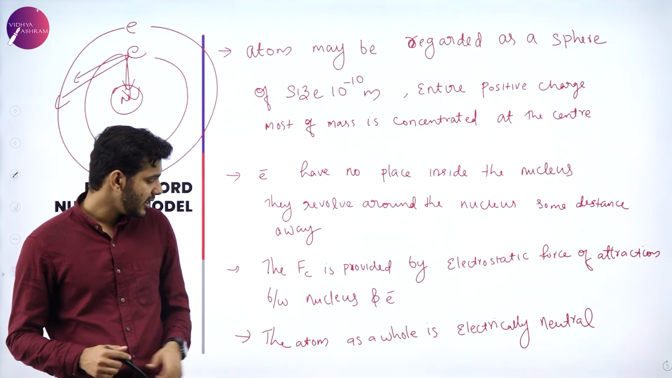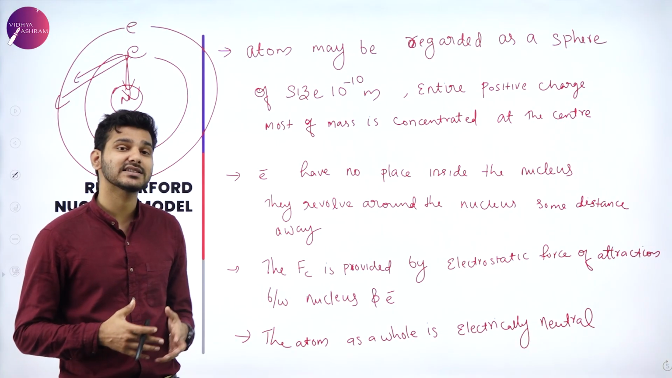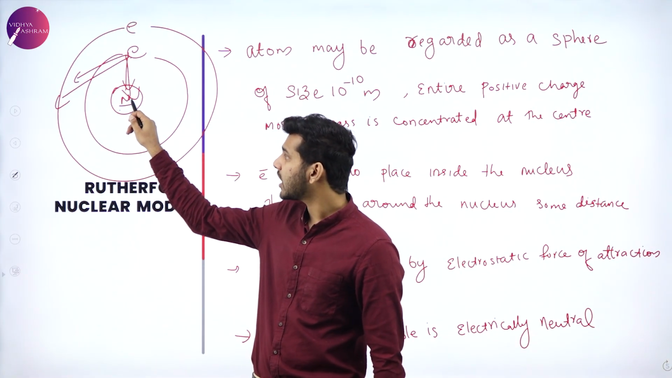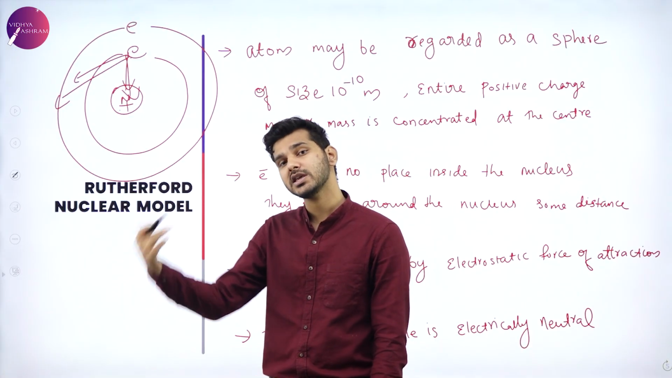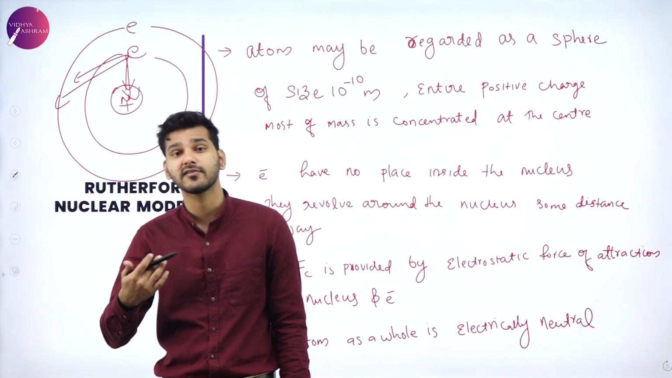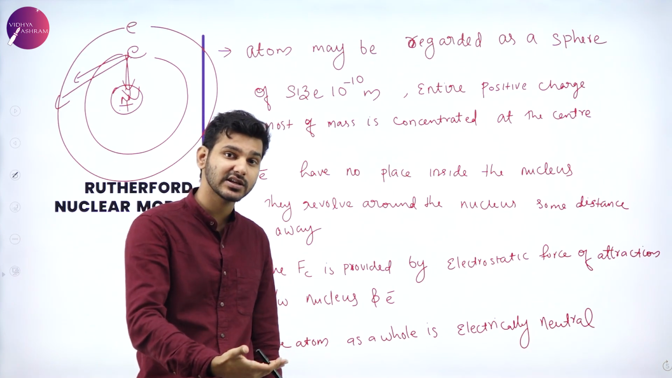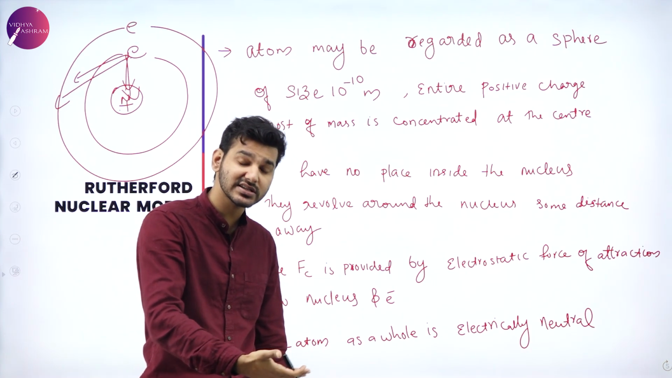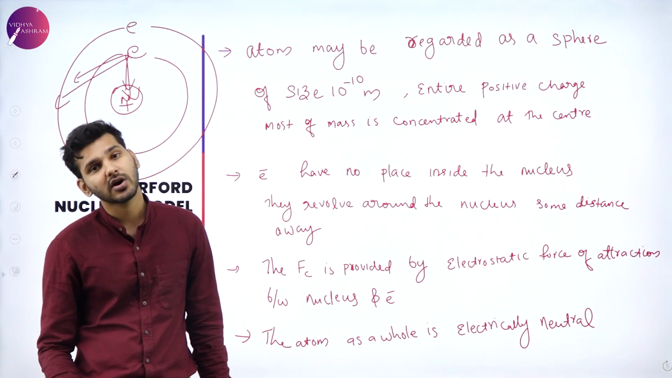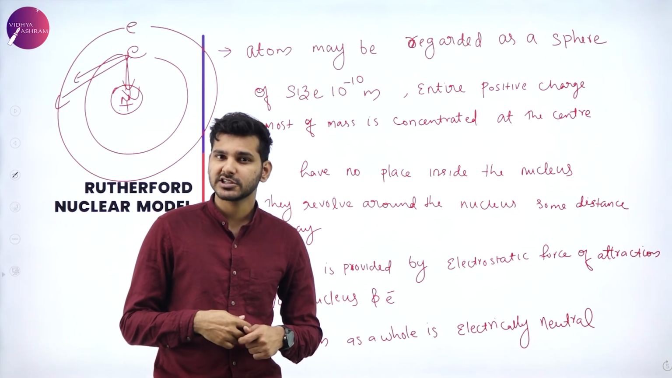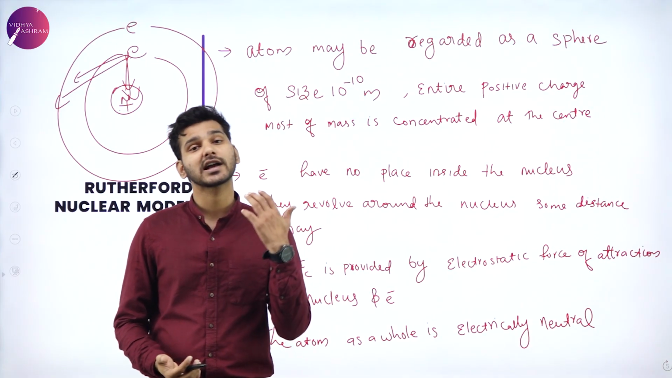And finally, the atom as a whole is electrically neutral, which means that however many positive charges are inside the nucleus, that will be equal to the number of electrons revolving around the nucleus. So the positive charges inside the nucleus will be equal to the number of electrons outside the nucleus. But these particular assumptions were not actually right.